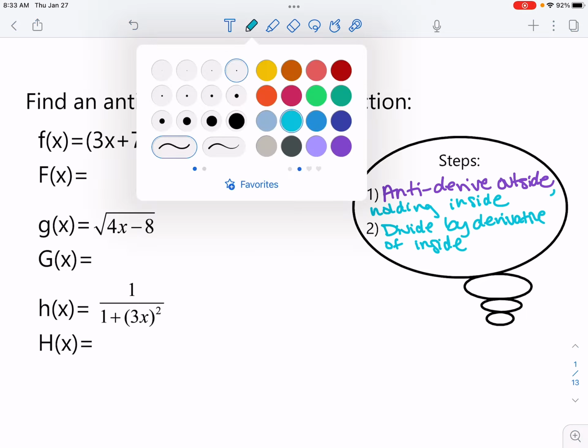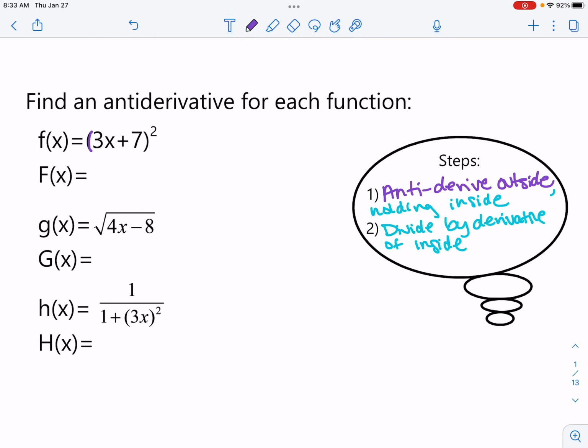All right, so for this first one, our outside function is x squared. So an antiderivative for that is 1/3 x cubed, right? And we're going to hold the inside. So that's step 1. Then we're going to divide by the derivative of the inside. And the derivative of the inside is 3, so I'm multiplying by 1/3. And I already have this 1/3 out in front, so how about we make that a 1/9? And then, of course, any constant c.